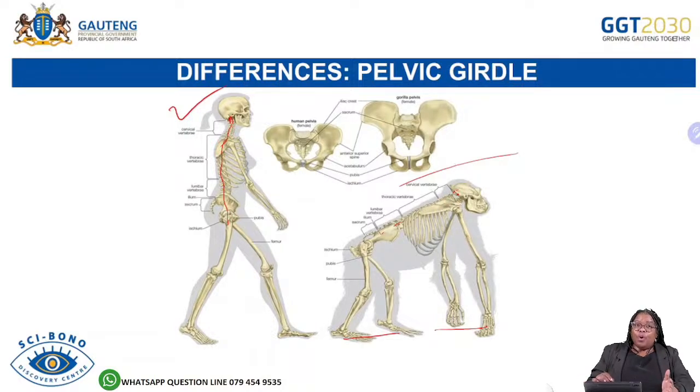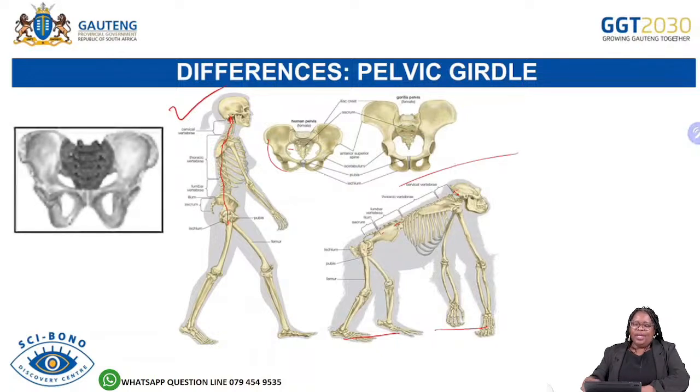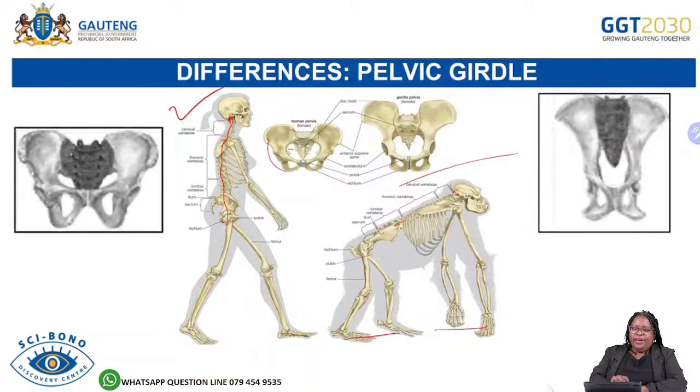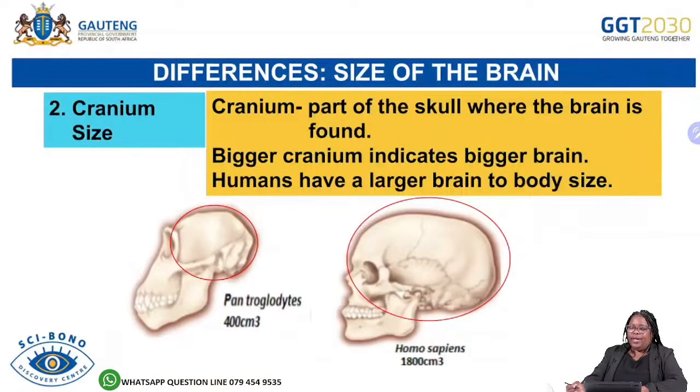Okay, now we spoke about the differences between the pelvic girdles, to say this one is long and narrow, and this one is short and wider. All right. This is the other picture that you can easily compare. Short, wider, long, narrow. Can you see the difference? Yes, let's move on. Right. In terms of the brain, differences in terms of the brain size.